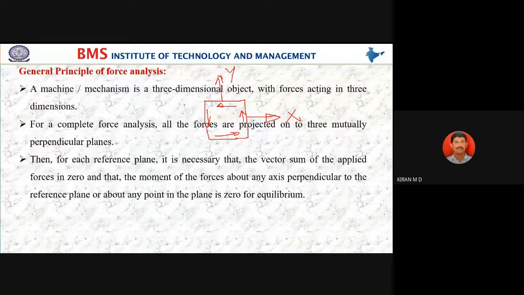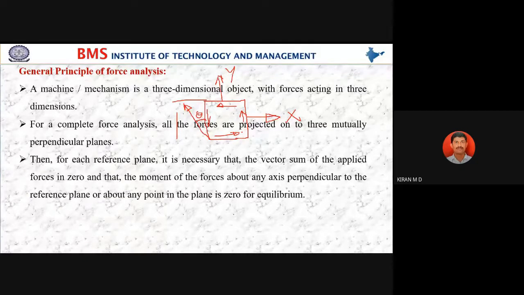For example, if we have a force at some inclination, at an angle theta, we resolve it into horizontal and vertical components. When we make the summation, we add the horizontal forces and the vertical forces. Is it clear? The summation of horizontal forces should be equal to 0, and the summation of vertical forces should be equal to 0. That is one concept for the forces.